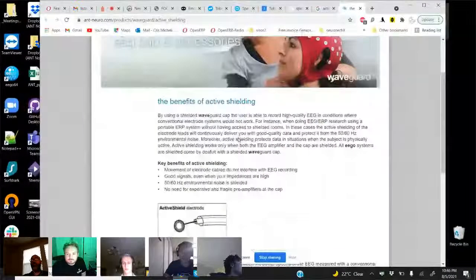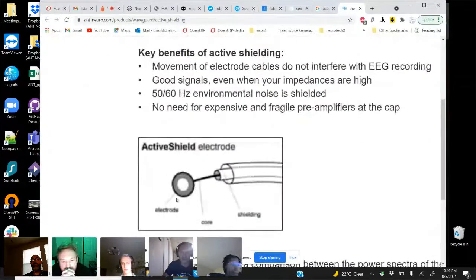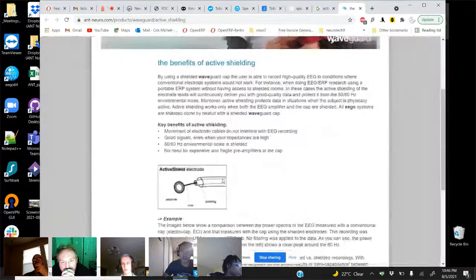Yeah, let me see if I can find something about active shielding. I didn't prepare this, but I have an article that I can share. Let me share my screen. Do you see this? Okay, nice. So active shielding is based on the concept that you have the electrode, a core conductor, and a shielding conductor around it, right?